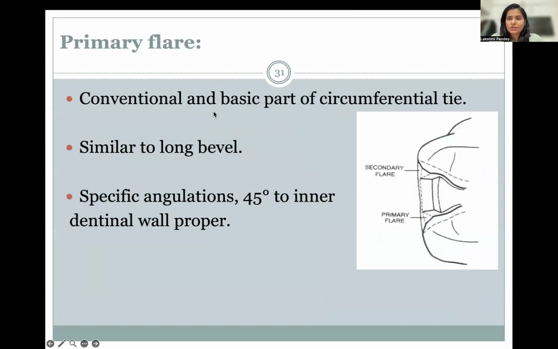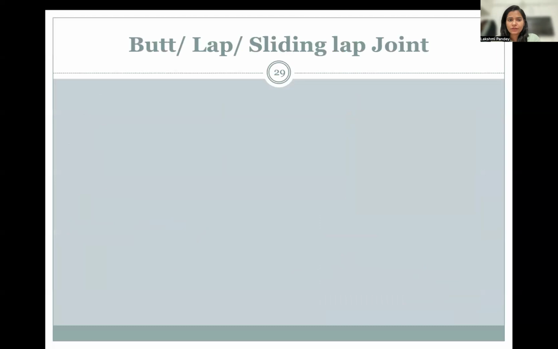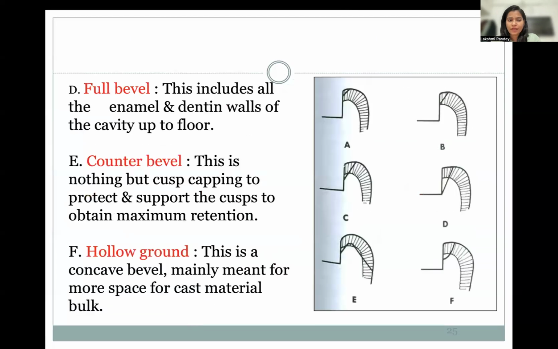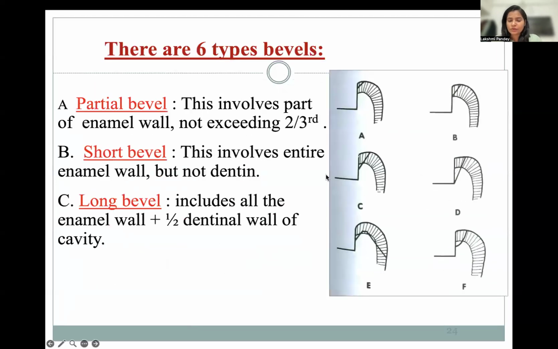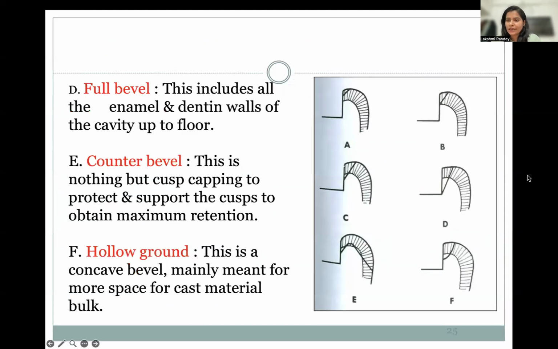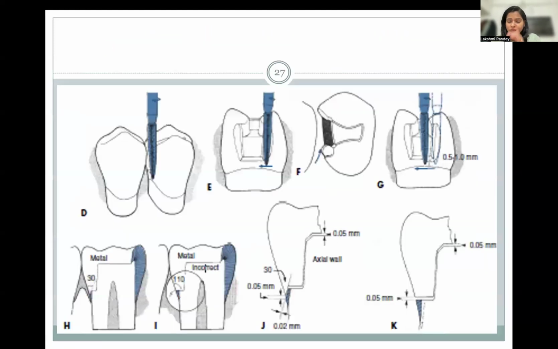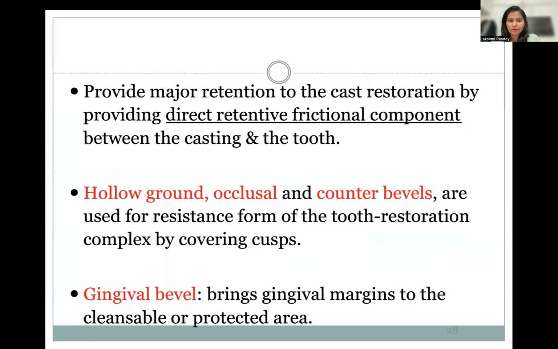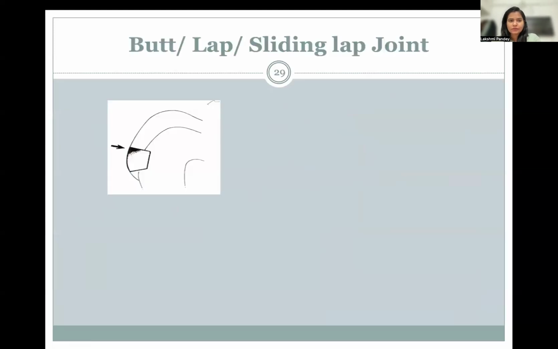Primary flare is a conventional or basic part of the circumferential tie, similar to the long bevel. What was the long bevel? See, how many types of bevel were there? Can you see here? Short bevel, partial, short, and long bevel. So the long bevel was where the enamel, dentine, and half of the dentine is involved. Okay.